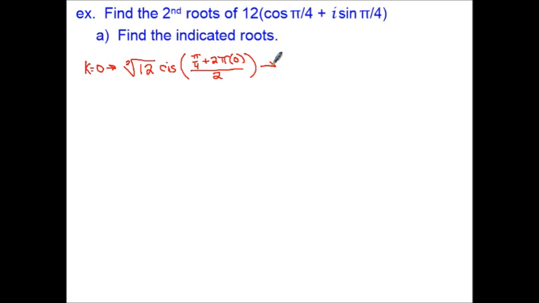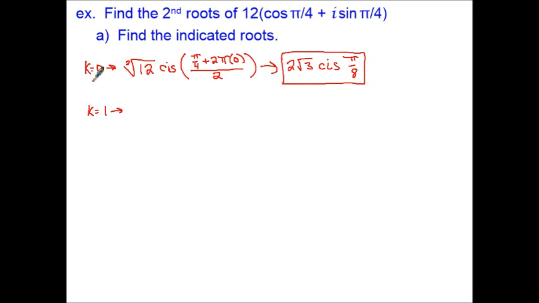Simplifying this mess down, the second root of 12 quickly simplifies to 2 root 3. And the 2 pi will cancel out, so I have pi over 4 over 2, which is pi over 8. So now I have cis pi over 8. There's one of my roots, but since it's a second root, I actually have 2 of them defined. So I just go to my second k value, in this case 1.